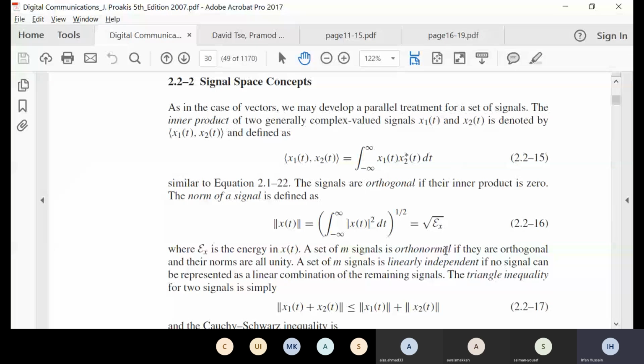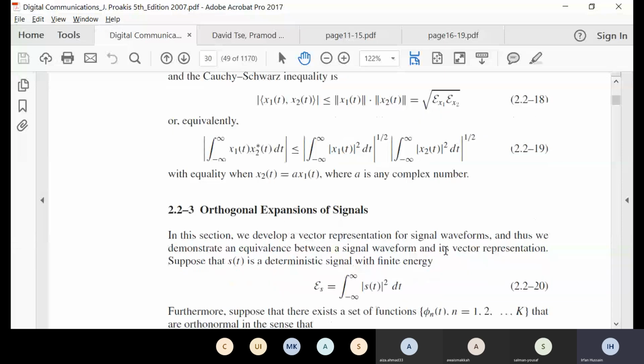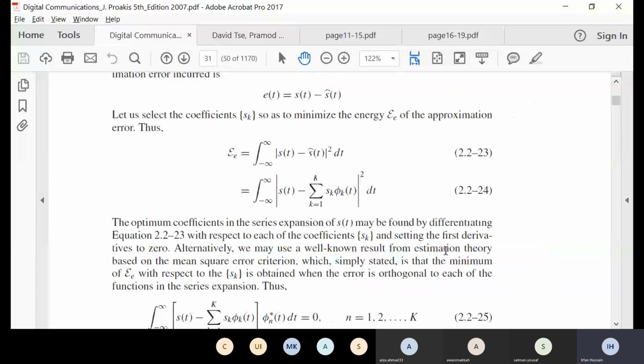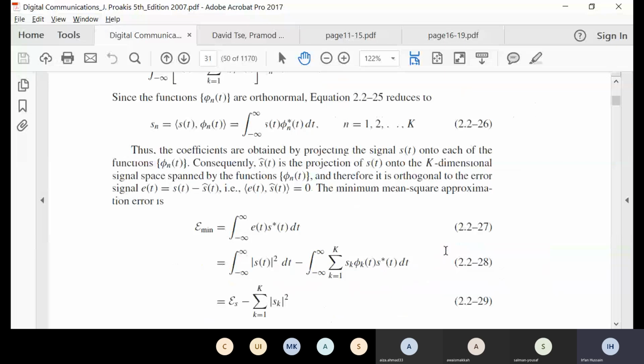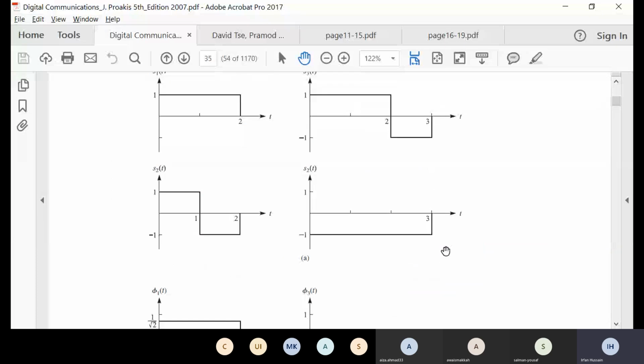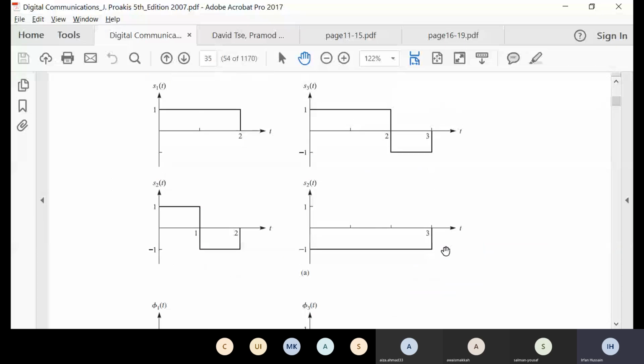Let us say you have a set of signals, you can form their orthonormal basis. A lot of material is given in digital communication on how to find an orthonormal basis. The very famous one is the Gram-Schmidt procedure. So you have these signals, I form the orthonormal basis for them, and I can write these signals in terms of their orthonormal signals.